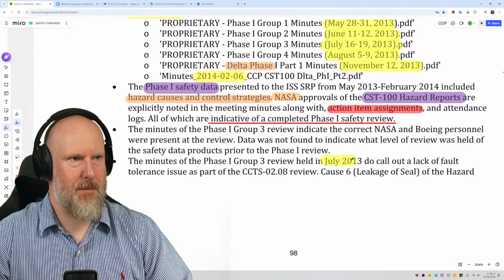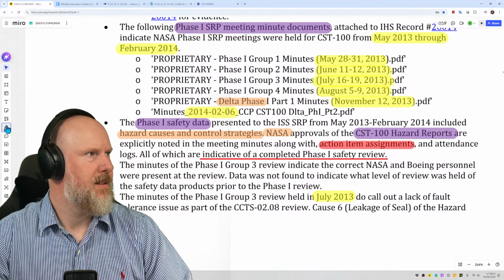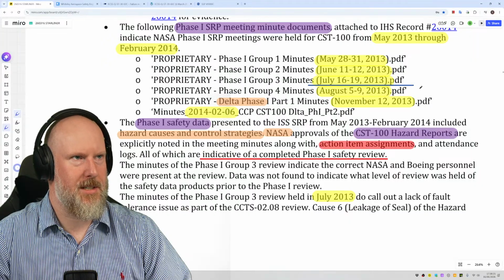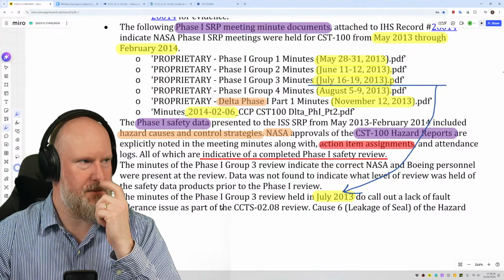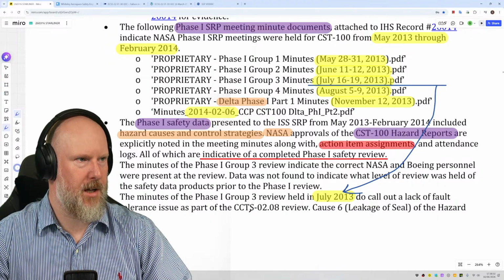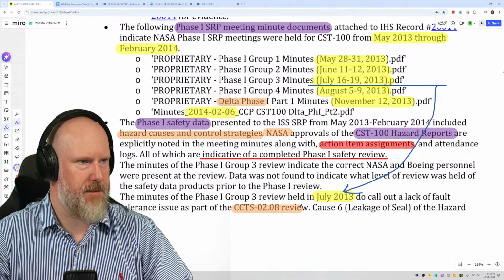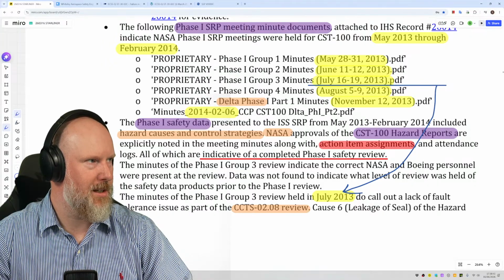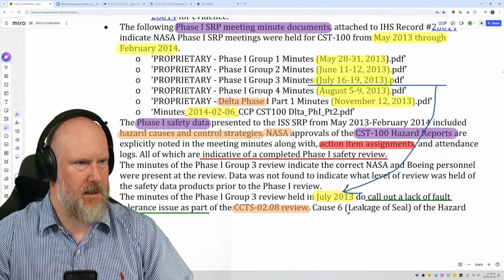Let's just refresh our memory about the dates. Okay, so that is, where is it? July 2013. So it's in this time period here. They do call out a lack of fault tolerance issue as part of the CCTS 208 review. Fantastic. This is great. This is exactly what the process should be doing.